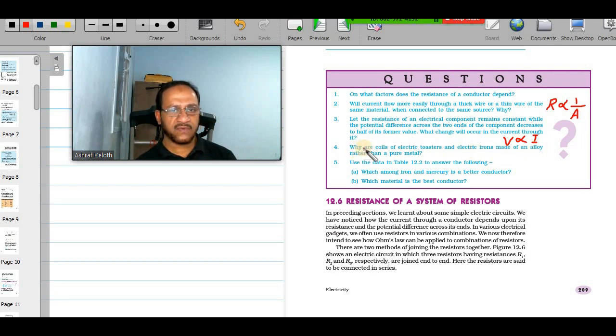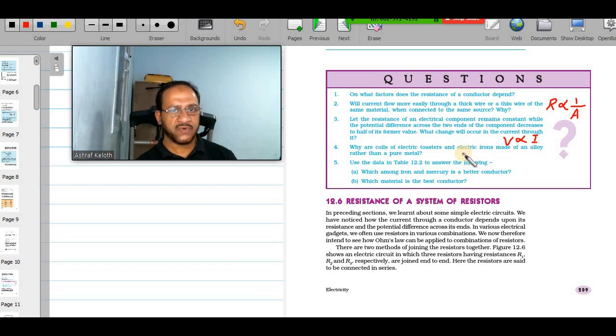Question number 4. Why are coils of electric toasters and electric irons made of an alloy rather than a pure metal? Means why do we use alloys like nichrome for making the heating element of toasters, iron box, geysers, etc.?